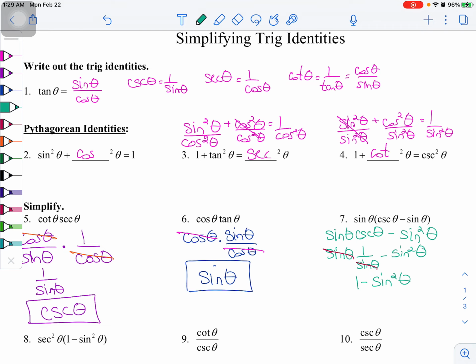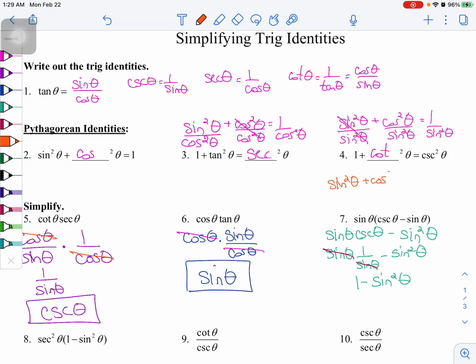This can be further reduced. As soon as I start seeing things that have 1 minus or 1 plus some trig function squared, my brain goes to one of the Pythagorean identities. That's going to be something I'm going to need. Now, this one uses sine squared, which, hey, look, I've got a sine squared here. What I don't have is 1 minus sine squared. So what could I do to this Pythagorean identity to get it to say 1 minus sine squared? Well, I could subtract sine squared from both sides.